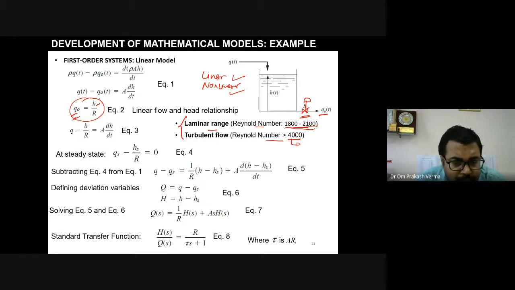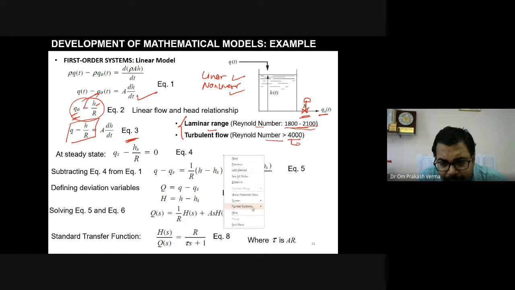So now just put this value, Q naught is equal to H by R. So Q minus H by R is equal to A dH by dt. Just putting this value here. Okay, so this is equation number 3. Now come to the next part.